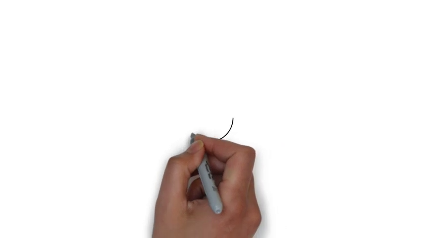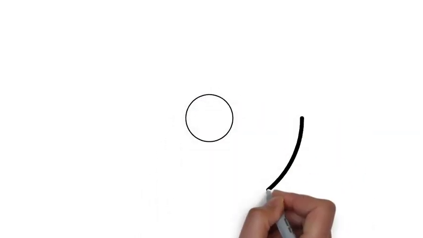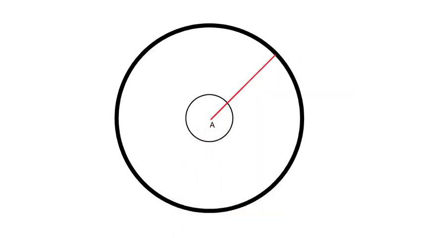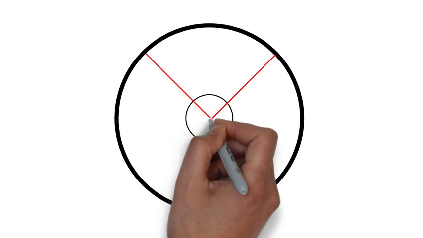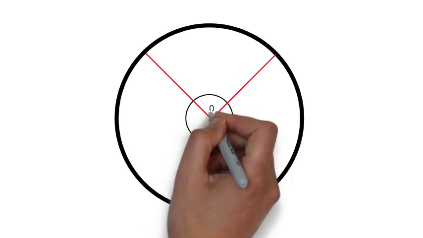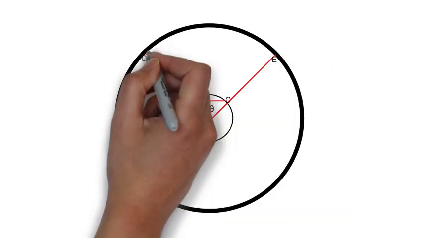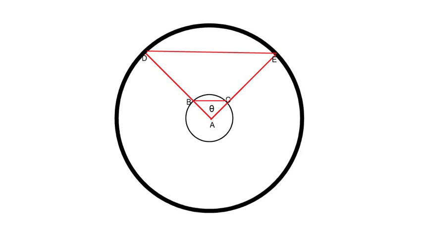Draw these two circles in a common center A. Draw two straight lines from A with any angle theta to touch both the circles. Join the points B and C and also D and E where those lines touch the circle 1 and circle 2 respectively. We have got two triangles, triangle ABC and triangle ADE, where triangle ABC is inside the triangle ADE.